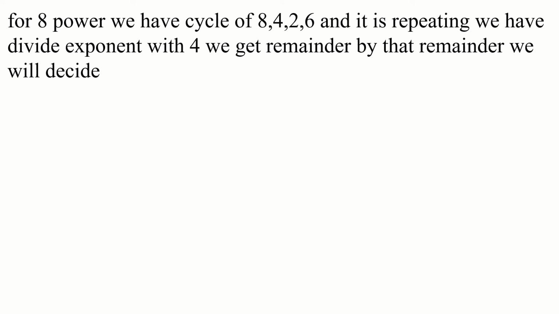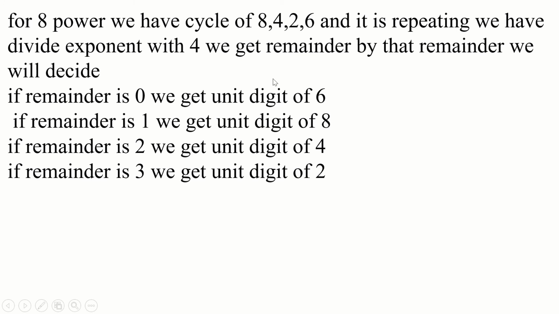So 8 powers also have a cycle like 8, 4, 2, 6. This cycle is repeating. So for 8 powers, we have to divide the exponent by 4. We get a remainder 0, 1, 2, 3. So for each remainder you get a different unit digit. If I get a remainder 0, we get 6. If we get a remainder 1, we get a unit digit 8. If you get a remainder 2, you get a unit digit 4. If you get a remainder 3, we get a unit digit of 2.